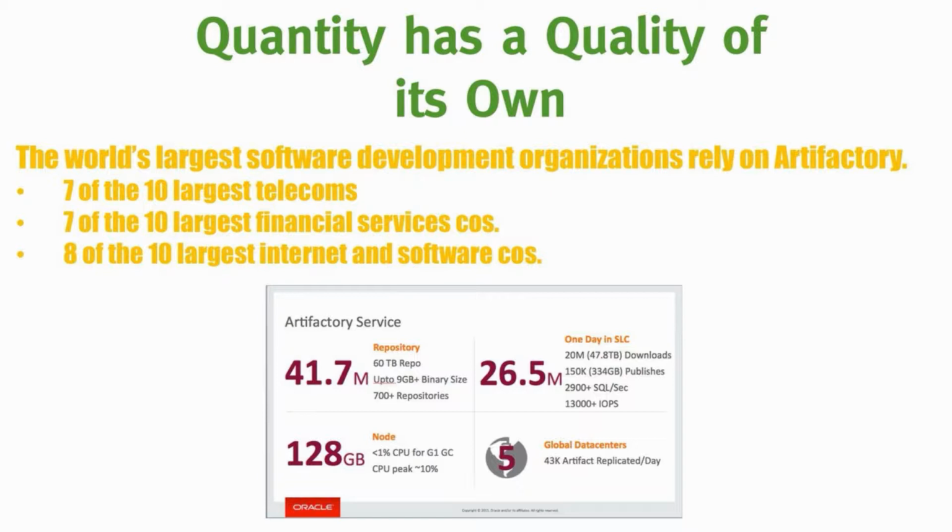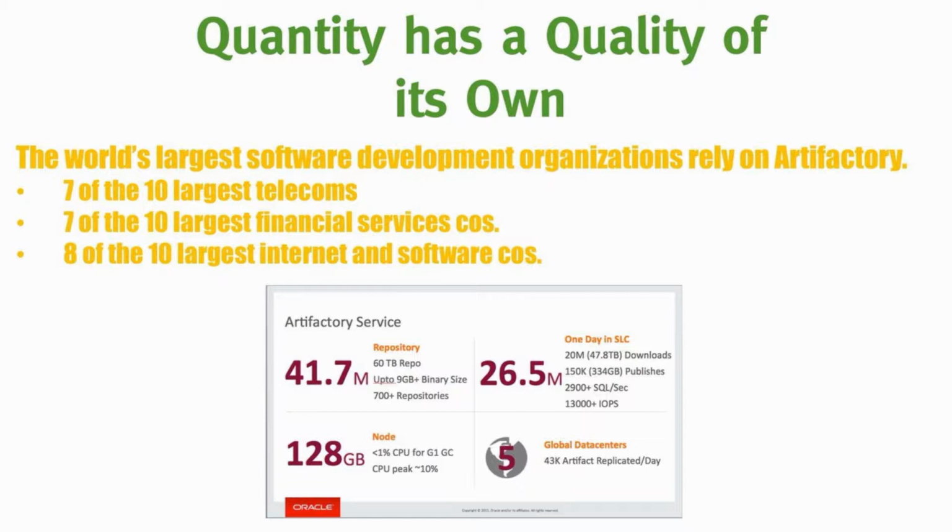And we know it from you, our users, of course. You can see that JFrog interacts with 7 out of 10 largest telecoms, 7 out of 10 largest financial companies, 8 out of 10 largest internet and software companies. So we actually know what it takes to create very large continuous integration and delivery pipelines.